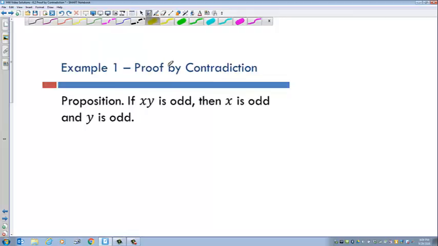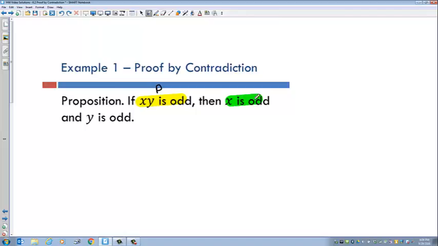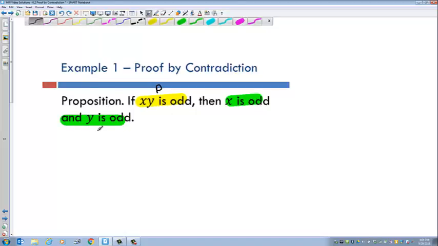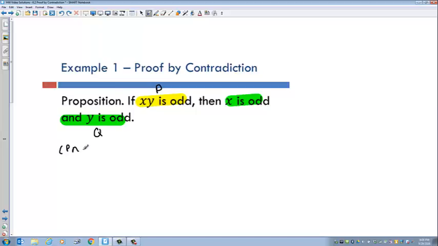Okay, so let's identify our P and Q. If xy is odd, that's going to be our P, and then our Q is that x is odd and y is odd. If we want to prove this by contradiction, we want to assume P and not Q, and show that this implies some other statement which we don't know yet. It'll become apparent in the proof, but we want to show R and not R occur. And that's really the contradiction.